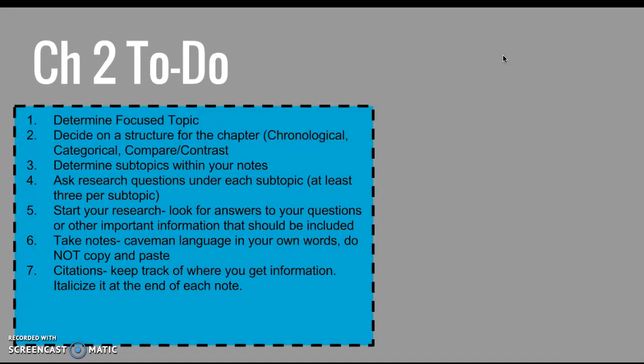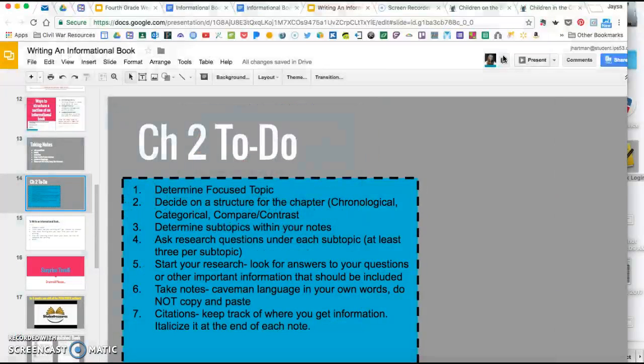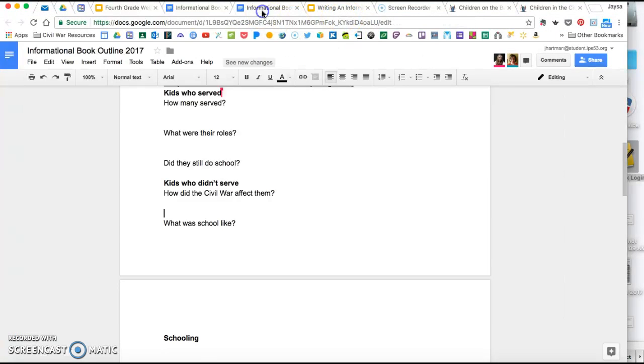Raise your hand if you've talked about research questions before. You know what research questions are. Okay, so these are going to be questions that we're going to ask about our topic, and we're actually going to use these questions for our research because we're going to go look for the answers to them. Okay, that's the whole point of our research is we're trying to answer our questions that we have about this topic. Okay, and so I kind of modeled a few of these for you.